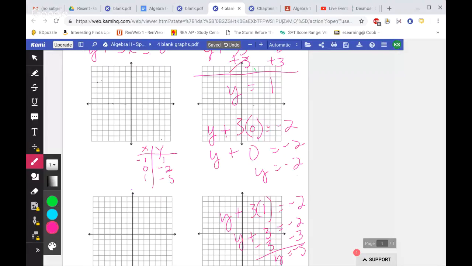So now I'm going to go back and plot these points. Negative 1, 1: I go left 1, up 1. Then I have 0, negative 2, so I'm going to stay on the y-axis and just go down 2. And then 1, and then 1, 2, 3, 4, 5. And then I'm going to connect my dots.